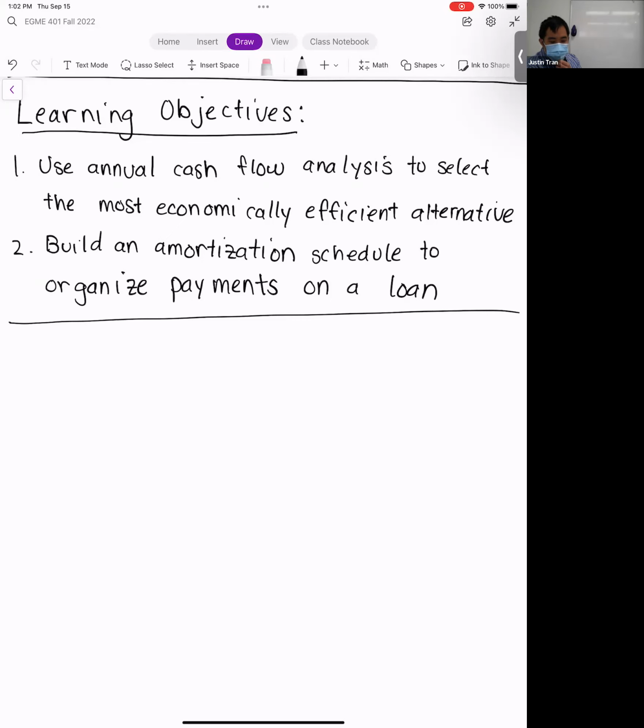Besides problem 3 on the homework, are there any questions I can answer before we get started today? Okay, right. So let's do a couple more examples of non-standard cash flow conversions.